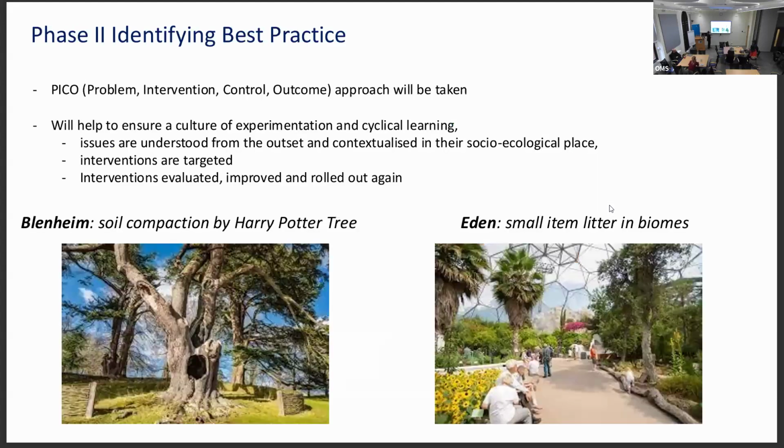Phase two, so Blenheim is looking at soil compaction around the Harry Potter tree, which has become quite problematic. I think from some of the baseline measurements that we looked at, there's close to 50,000 visitors that go around the tree. And so that's having a massive impact on the Harry Potter tree. And Eden Project is looking at small litter in the two biomes, which are right across from one another.